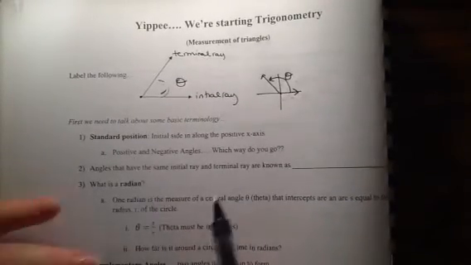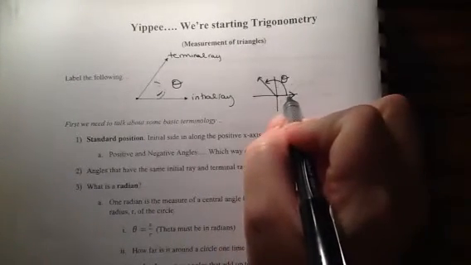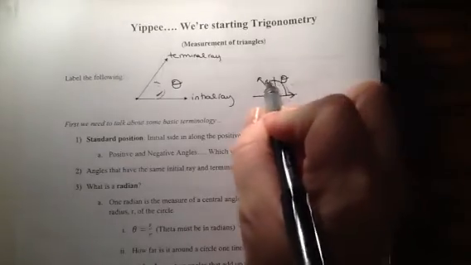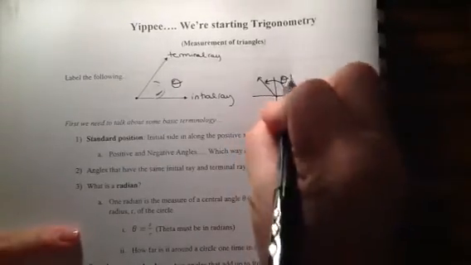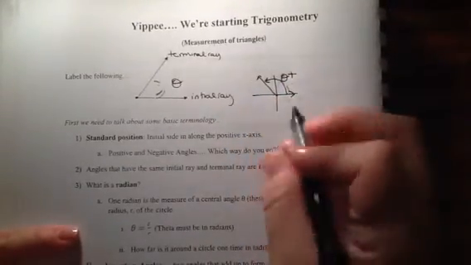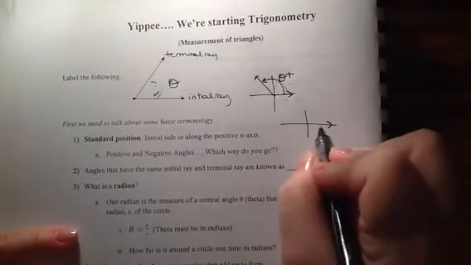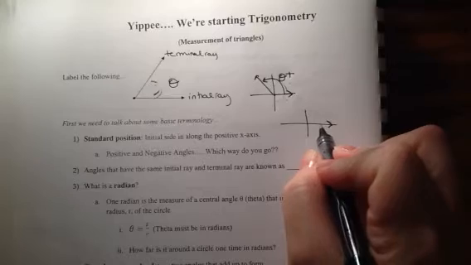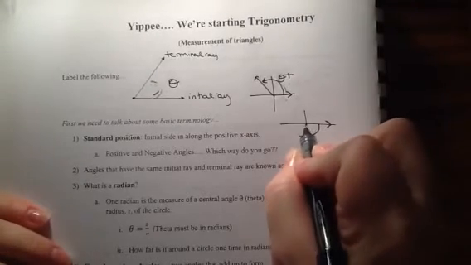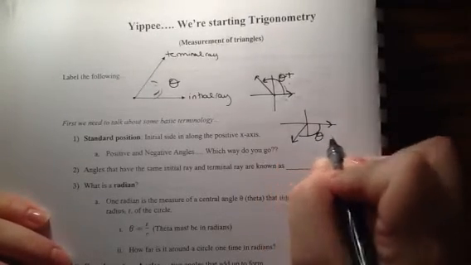Positive and negative angles. If the angle has a positive measure, you have started on the positive x-axis and you have rotated counterclockwise this way. So this would be a positive angle. To be a negative angle, we're still going to start in standard position on the positive x-axis, but instead, to be negative, we're going to go down and go this way. This theta would be negative.